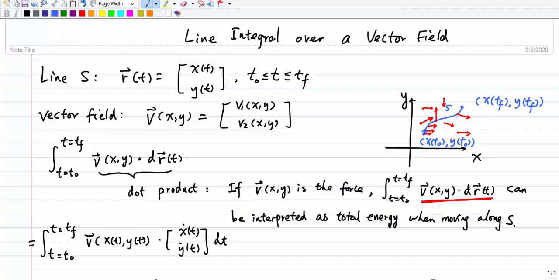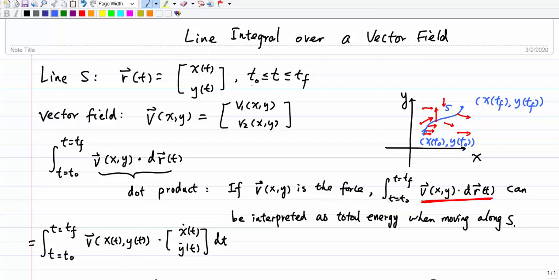Okay, so this is a video talking about how to compute the line integral over a vector field. Now let's first define two things. One is a line, one is a vector field. So a line is defined by r sub t, which is given by x(t), y(t) in 2D space.